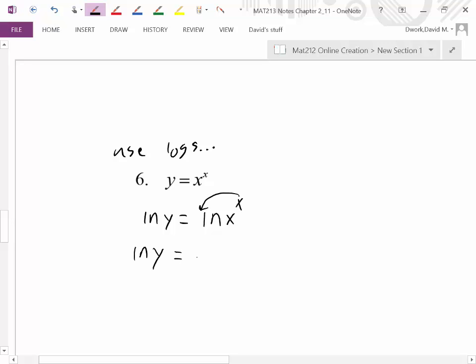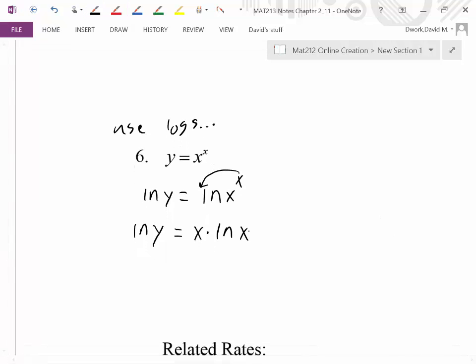So now I have the natural log of y, which is equal to x times the natural log of x. And now, once I have rewritten it, I am now able to do this derivative, am I not? Let's do our derivative rules. What's the derivative of natural log? Well, that's 1 over the junk times the derivative of the junk.